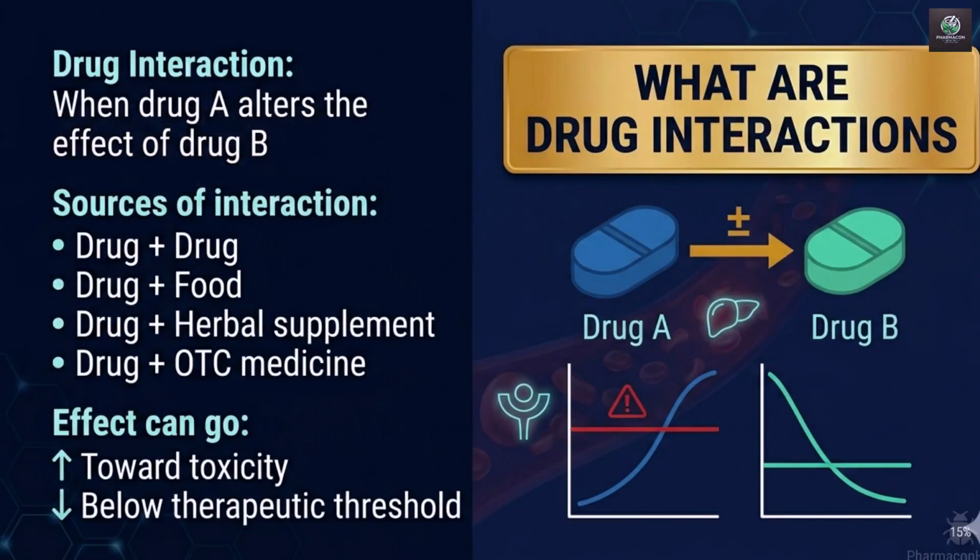A drug interaction occurs when the presence of one drug, food, or substance alters the pharmacological effect of another drug. This alteration can move the effect in either direction. A drug that was previously at a safe therapeutic concentration can be pushed above the toxic threshold or pulled below the minimum effective concentration. Drug interactions can involve two prescription drugs, a drug and an over-the-counter medicine, a drug and a herbal supplement, or a drug and food. All of these combinations are clinically relevant.